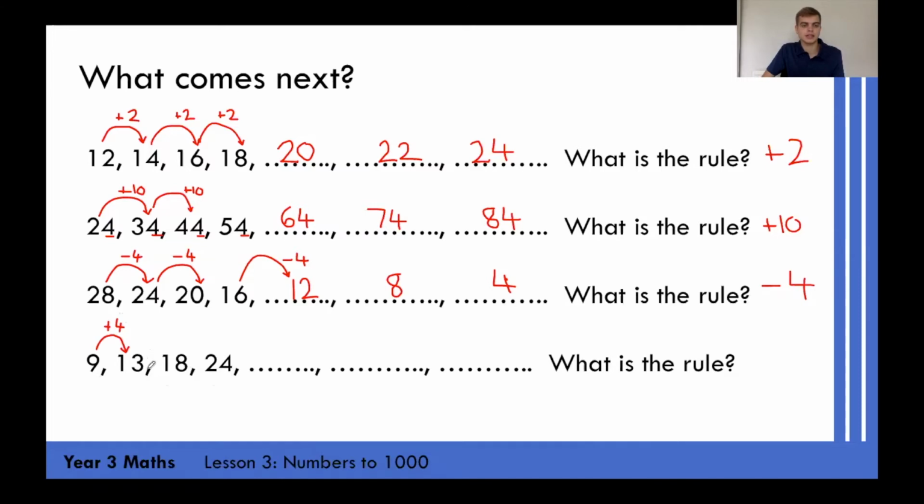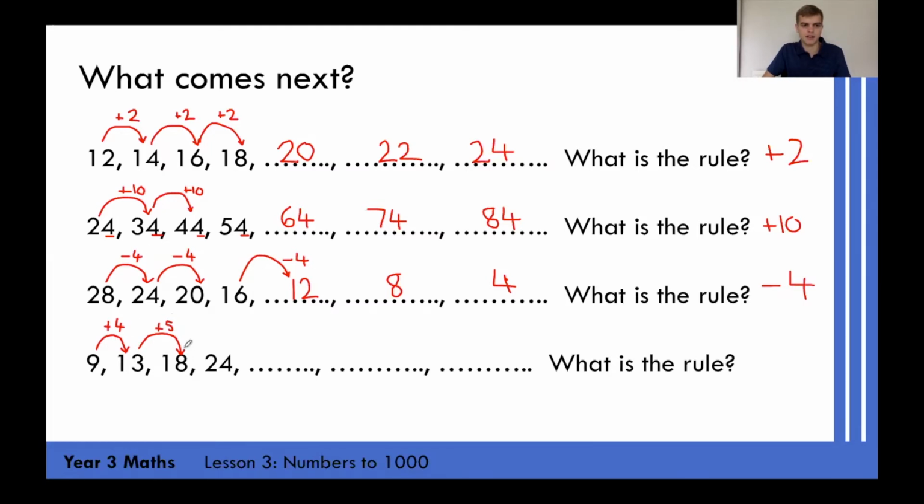It's from 9 to 13. What about from 13 to 18 then? What am I adding to 13 to get to 18? 13, 14, 15, 16, 17, 18. Oh, I'm adding 5 that time. Oh, so the first one, I added 4 to get to my next number.